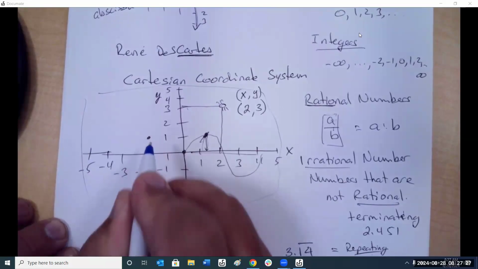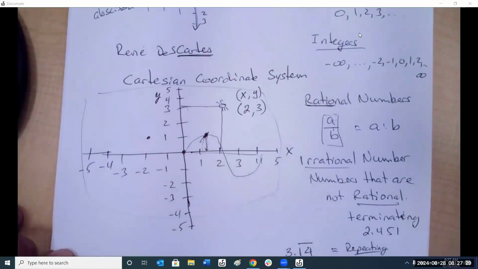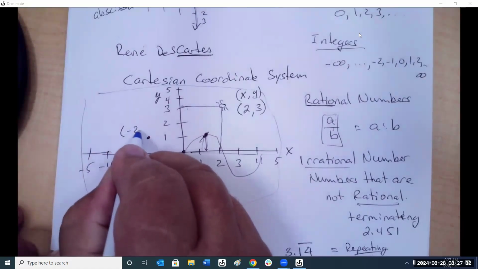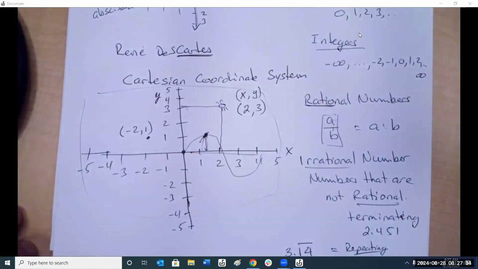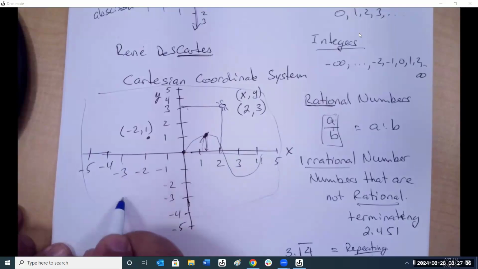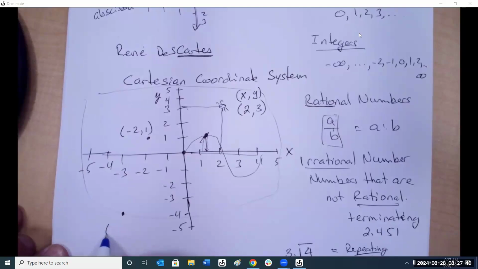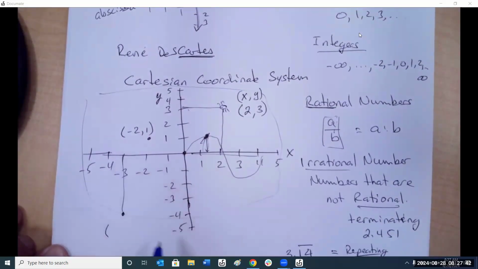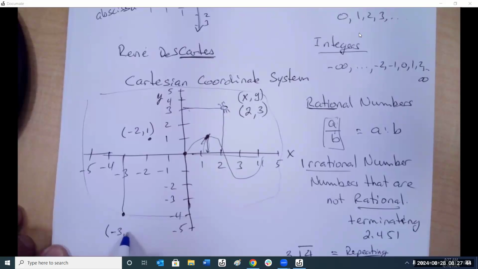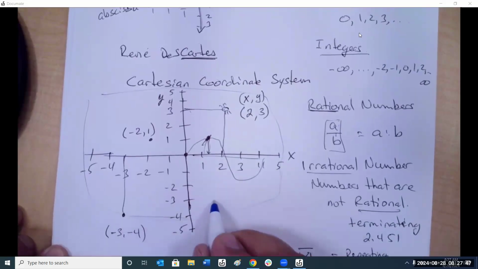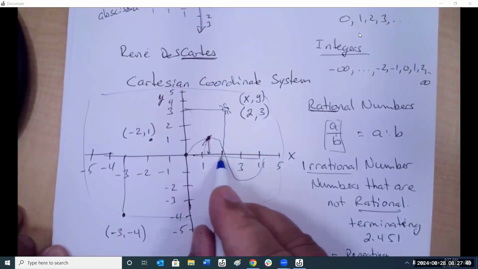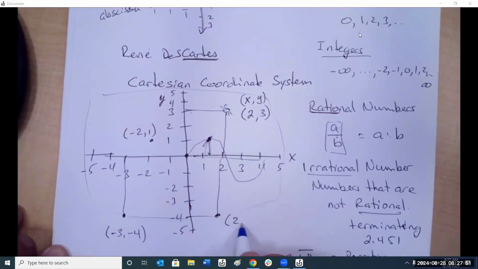How about this bug? -2, +1. This one? -3, -4. And then this one: 2 and -4.